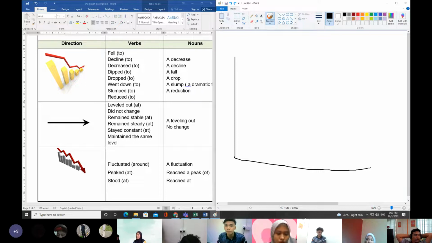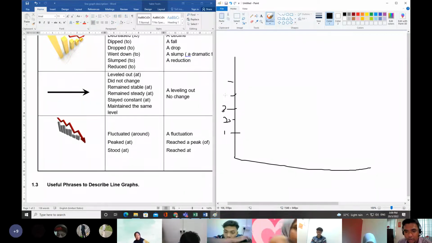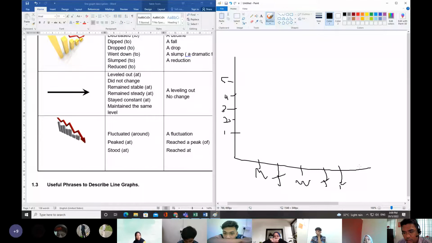Okay, so let's take a look at this part here, the third column, this horizontal column. Horizontal, vertical, horizontal. For this column, it means the data that don't really change. For example, katakanlah Timah jual nasi lemak, Monday, Tuesday, Wednesday, Thursday, Friday, Saturday, and Sunday.